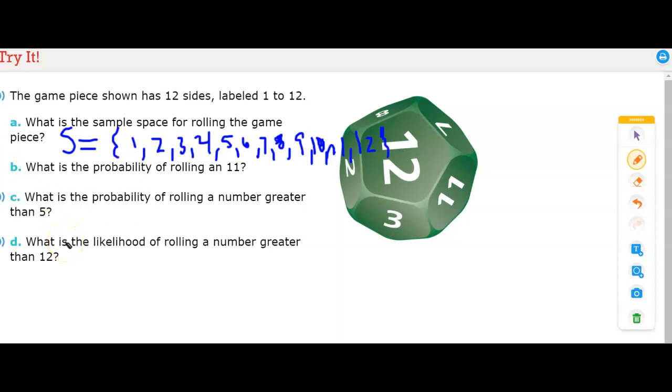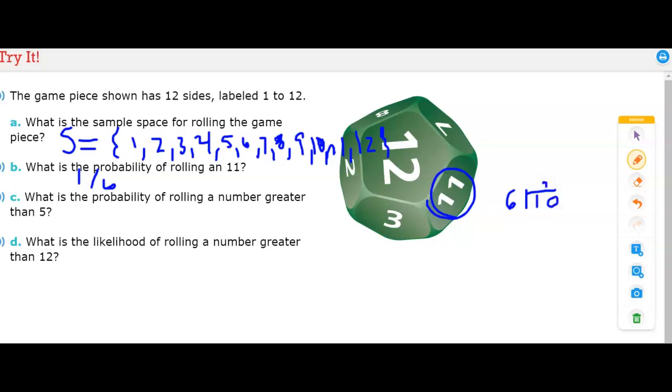Part B. What is the probability of rolling an 11? So the probability of rolling an 11, there's only one 11, so there would be 1/6 of a possibility. If you wanted to find the percentage, you do the long division, you divide the denominator into the numerator.